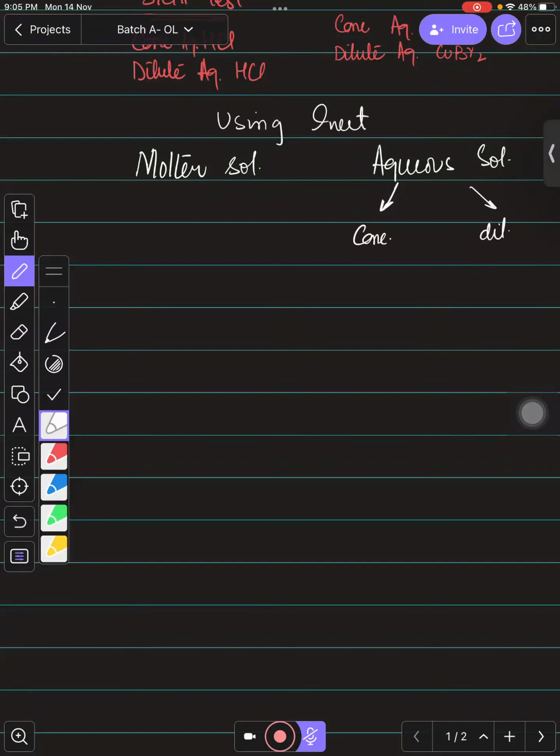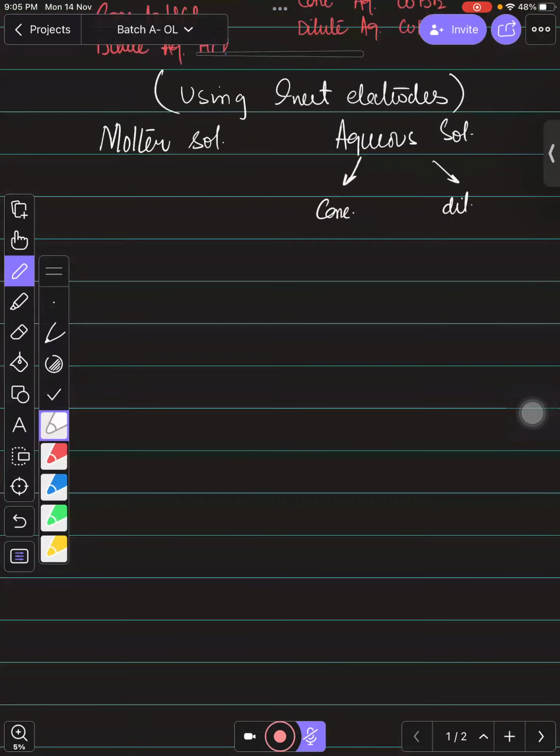We were talking about inert electrodes. Inert electrodes mean we were using carbon electrodes or graphite electrodes, right? They are not going to be utilized during the electrolysis in the last few classes.